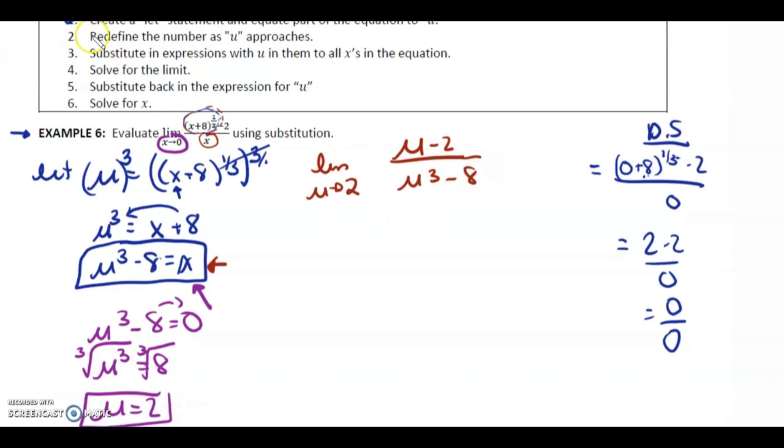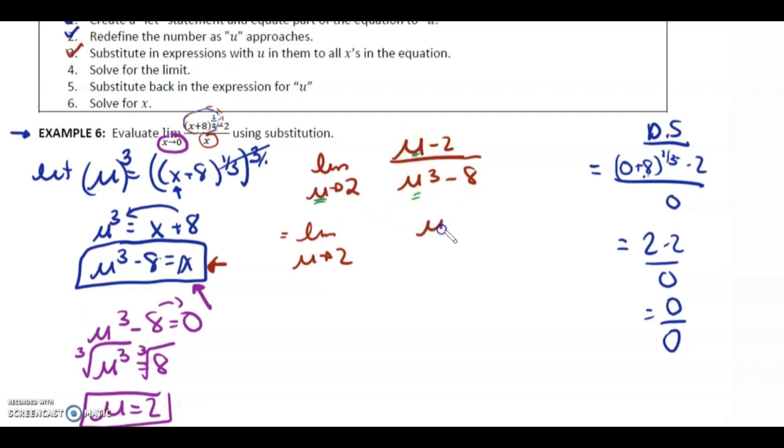So going back up here, we redefined the number u approaches. That's good. We substituted expressions with u into all of the x's in the equation, so now there's no x's left. We substituted u in here, here, and here. Okay? Now we solve for the limit. So if we were to sub in 2, we again get 0 over 0, so we can't substitute in yet. We're going to have to factor.